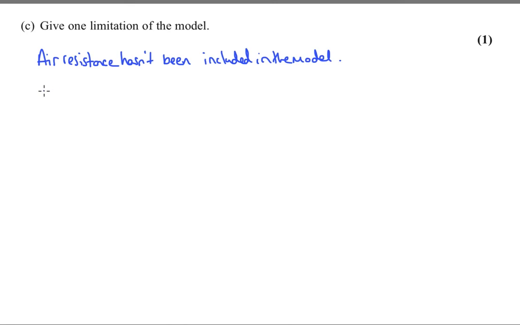You could also talk about the fact that the ball has been modelled as a particle when it's not actually a particle, so that would also work.